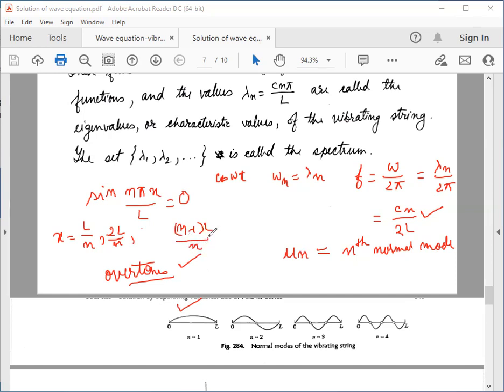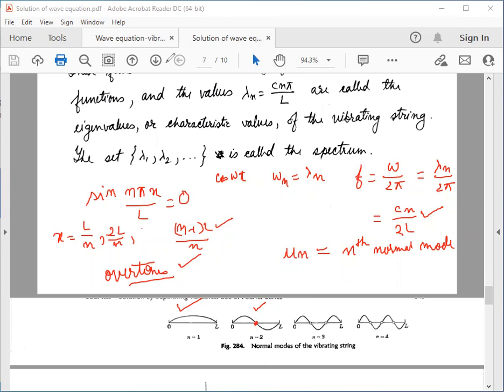That means the nth normal mode has n minus 1 nodes. This represents the number of nodes. And what are nodes? Nodes are the points of the string that do not move. If we look at the figure here, the first mode, the fundamental mode, has no node. The second normal mode has one node here. This point is not moving. When the string oscillates, this point will not move.